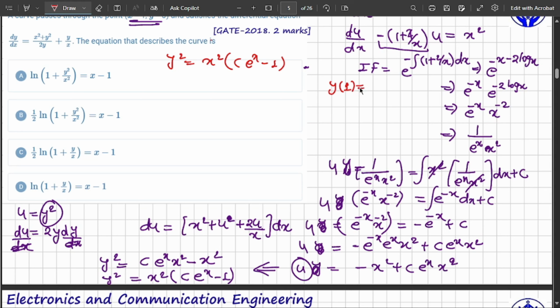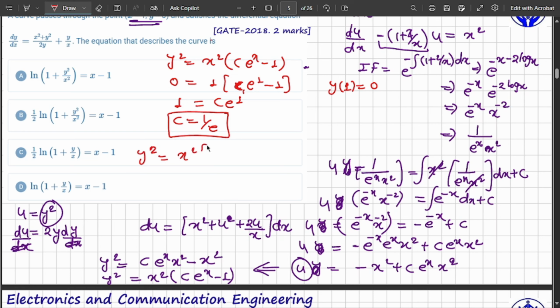Then here, y at 1 is 0. So 0 is equal to 1, I will put x is equal to 1, so it will be 1, this one is c, in minus 1. So this is nothing but 1 is equal to c e to the power of 1, then c is 1 by e basically. So y square is equal to x square, then e to the power of x upon e minus 1, then y square is equal to x square, then it will be e to the power of x minus 1 minus 1.